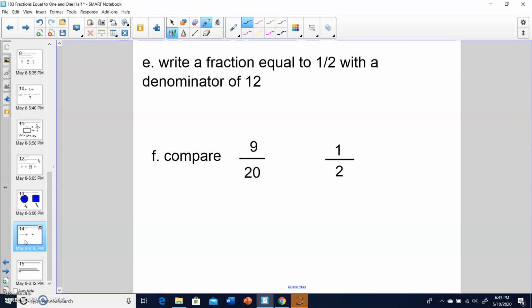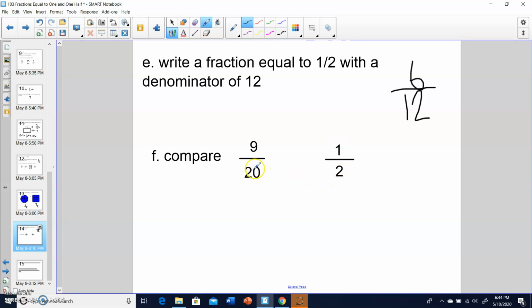Write a fraction equal to 1/2 with a denominator of 12. Okay, so 12 is the bottom number. Think, what is half of 12? And that would be the top number. So you can just think, what is 12 divided by 2? That will give you half. So 12 divided by 2 is 6. So 6/12.